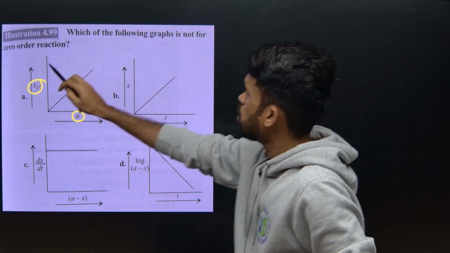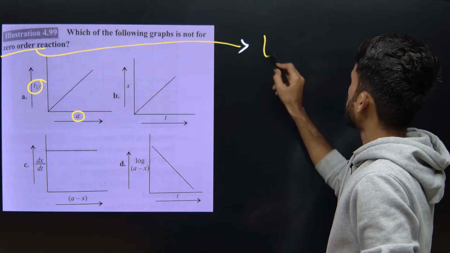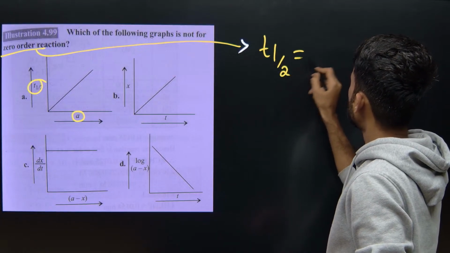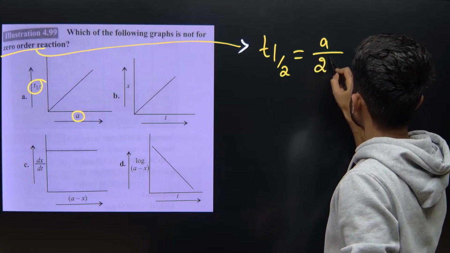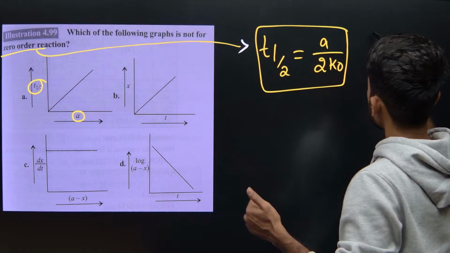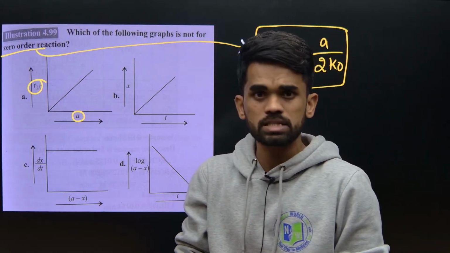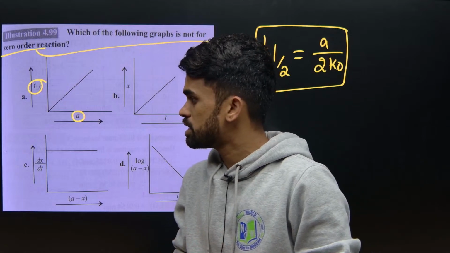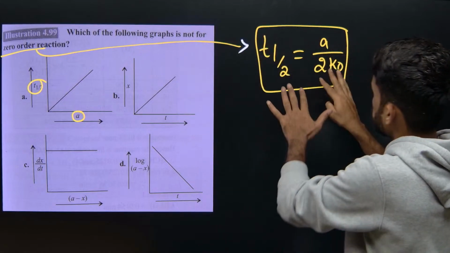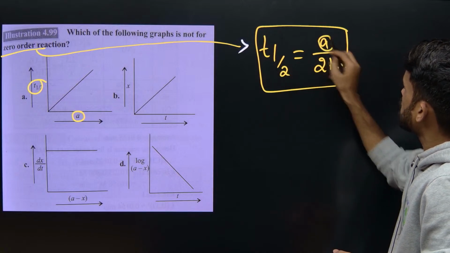See, for a zero order reaction, what will be the t half formula we have? For a zero order reaction, t half is equal to A by 2K0. How do we get this? All these things were discussed in the previous parts, chemical kinetics 1 and 2, that I have made. You just watch them, you will definitely get clarity on this discussion. Okay, right. So this is the relation between t half of a zero order reaction and the initial concentration.